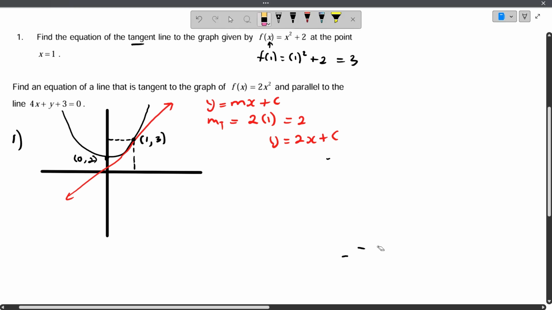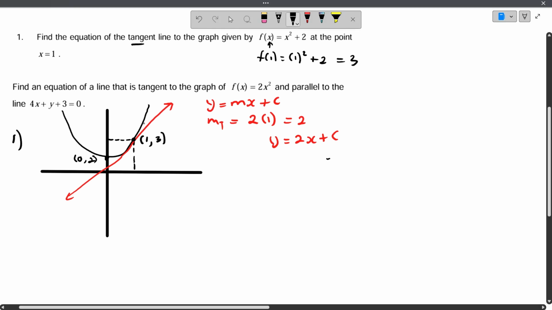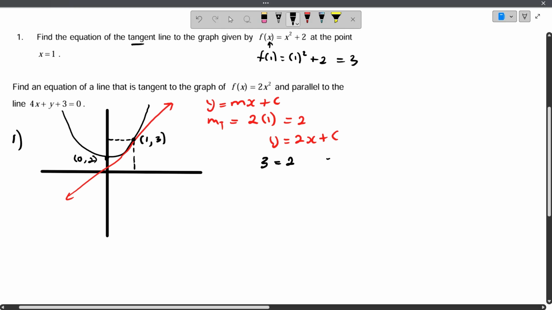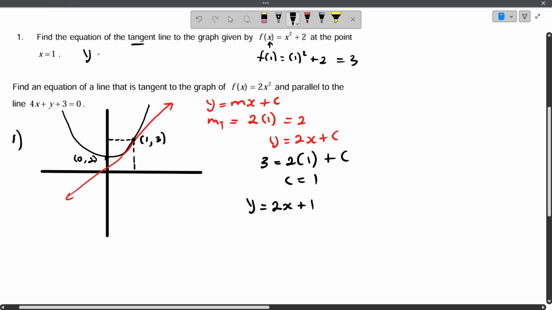Now the question is, how do we find the c? Well, we do have this point here. Remember that this point is common to both of these two graphs, so I can use this point to find the value of c. My y is 3 and my x is 1, and you can just solve for c. Therefore c will be equal to 1, and hence my function is 2x plus 1. That's the complete equation of the tangent line to that graph. So my answer here is y equal to 2x plus 1.